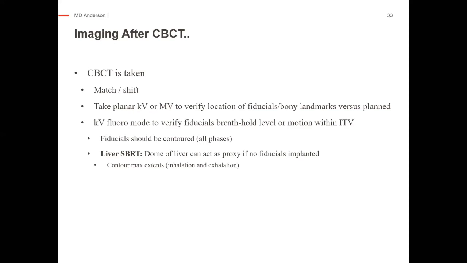Depending on what you're treating, if you're treating with free breathing, like with abdominal compression, you should probably take a fluoro to verify that your fiducials are within that ITV. The fiducials should be contoured on all phases. And if you don't have any fiducials for liver in particular, you can use the dome of the liver to act as a proxy. It's kind of a rough approximation. It isn't the most optimal option. Just make sure to contour the maximum extent for inhalation and exhalation and make sure that the breath level is in that contour.